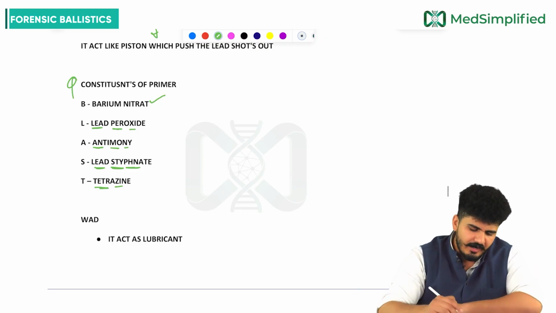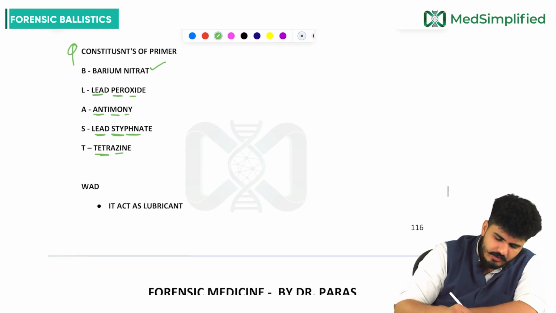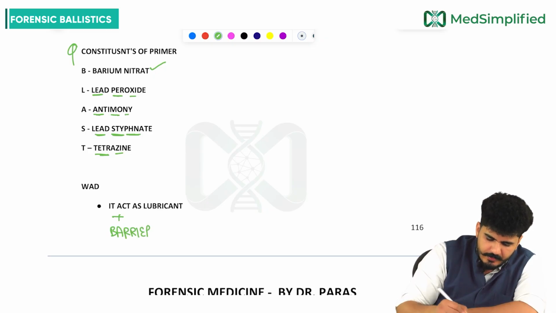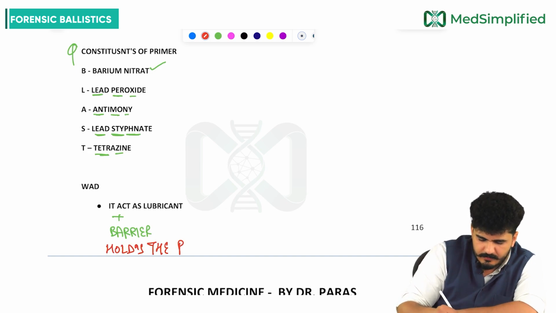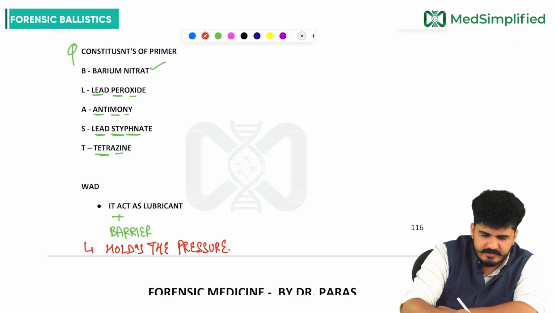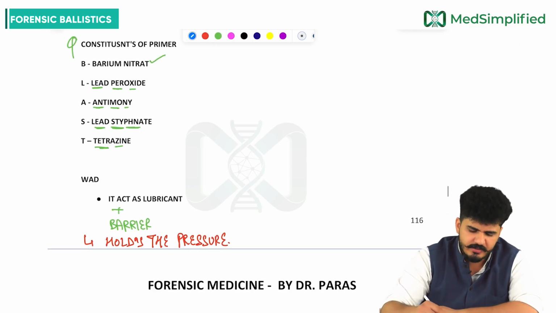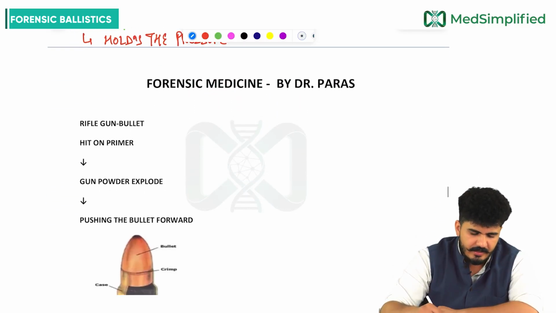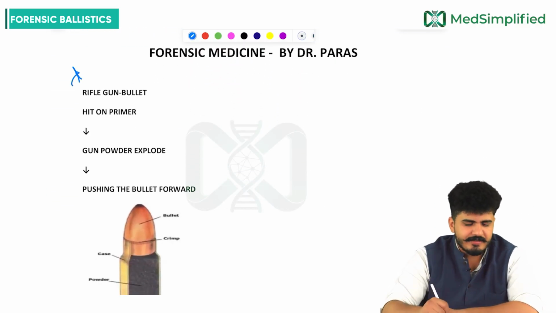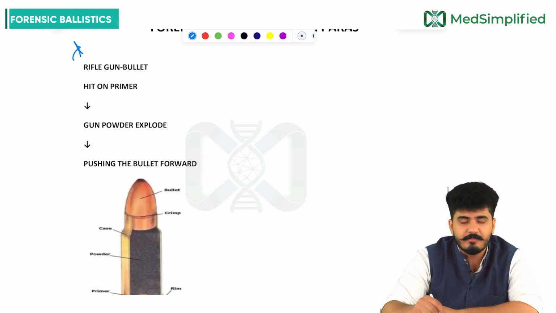Then coming to the wad. Wad is acting as a lubricant plus barrier. And wad holds the pressure, my dear friends. Now the second cartridge which we have to discuss right here is the rifle gun bullet.